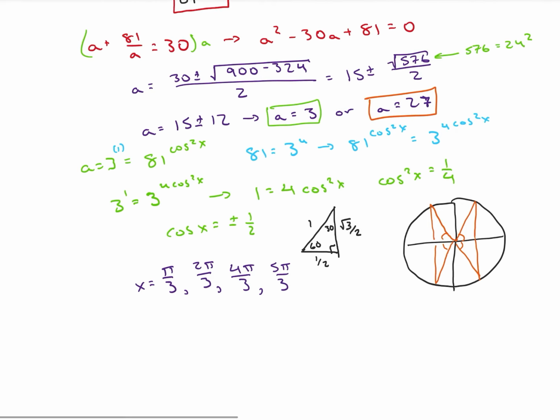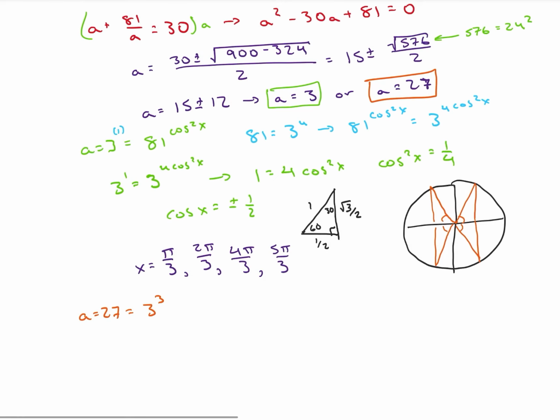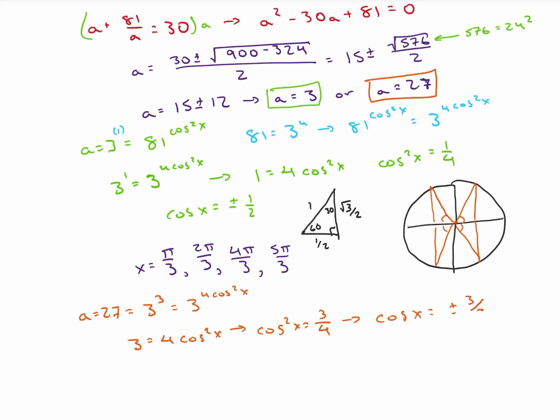The second case, so now let's look at when a equals 27. And we notice that that is 3 cubed. And once again, that's going to be equal to 3 to the 4 cosine squared of x. So now let's set those exponents equal to each other. So we get 3 equals 4 cosine squared of x. So cosine squared of x is equal to 3/4, and cosine of x is equal to positive or negative square root of 3 over 2.